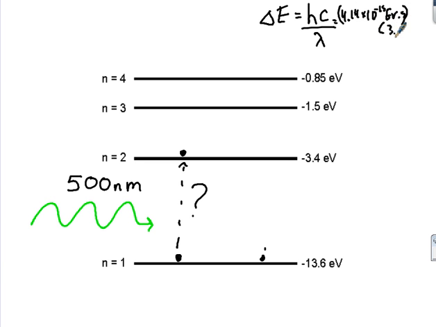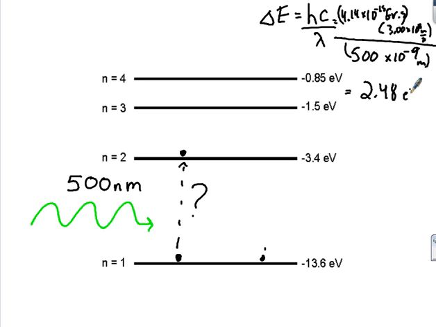So multiplied by the speed of light, 3.00 times 10 to the 8 meters per second, divided by my wavelength, which is 500 nanometers, so 500 times 10 to the negative 9 meters. I do this calculation and I get an energy change of 2.48 electron volts. Now that energy change is not enough. 2.48 electron volts is not enough to get that electron all the way up to the second energy level. And those electrons can only exist at these stable states, at n1, n2, n3, or n4. So that electron would fall back down.